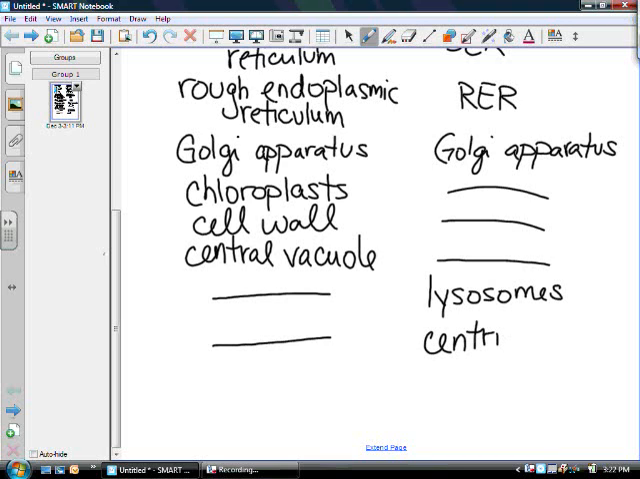Then you have structures called the centrioles. The centrioles are going to come back later in the year when we talk about cell division. They have a huge role in cellular division and helping the cell actually divide properly. So, now that we have our list, let's figure out where everything goes in these cells.